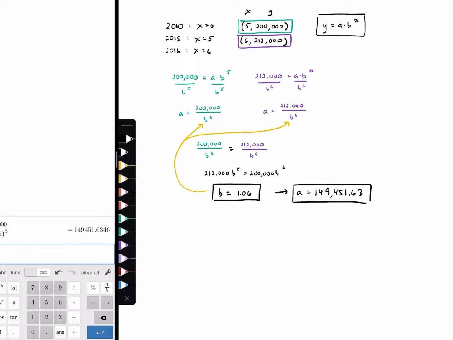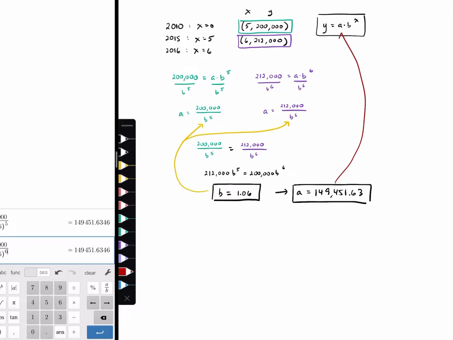But if you wanted to try this for the year 2016, where the exponent is 6, or 6 years after the start, the 212k divided by 1.06 raised to the 6th power here. Notice how these decimals are the same, so no matter which one you plug it into, you can find out what a is. So we now know a and b, and we're going to take this a value, plug it here, and take this b value, plug it here.